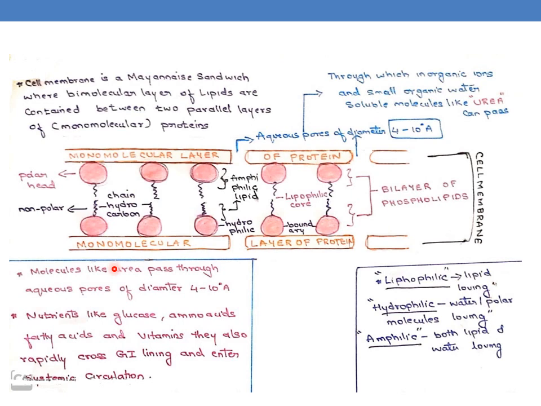Some of the important points are, as we have discussed, molecules like urea pass through aqueous pores of diameter 4 to 10 angstrom units, and nutrients such as glucose, amino acids, fatty acids and vitamins rapidly cross the GI lining and enter the systemic circulation. Lipophilic means lipid loving, hydrophilic means water or polar molecules loving, and amphiphilic means which contains both lipid and polar molecules.